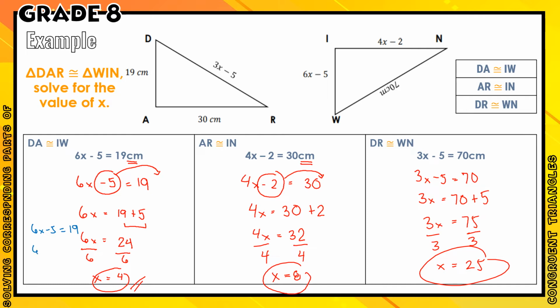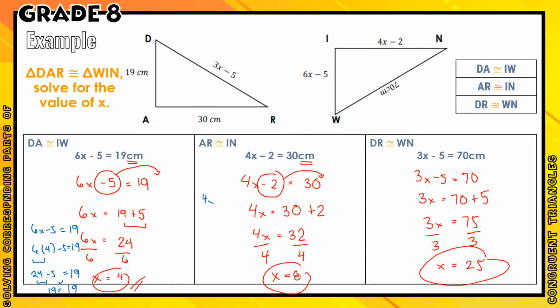So 6 times 4, because this is the value of x, minus 5 equals 19. So 6 times 4 is 24 minus 5 equals to 19. Therefore, 24 minus 5 is 19 equals to 19. Therefore, the answer is correct. Let's check the second one.